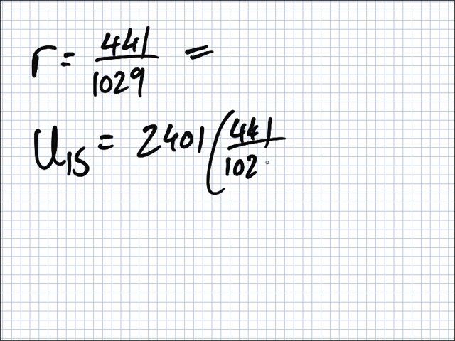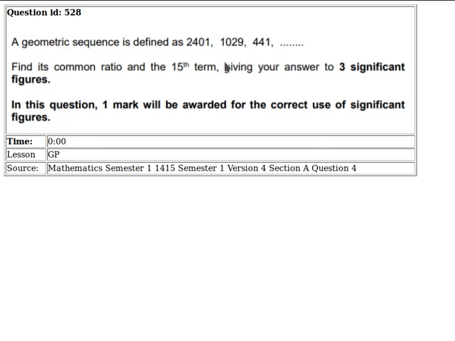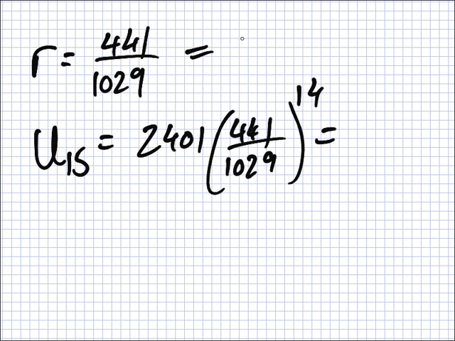Now, what's not clear to me, and I hope it doesn't affect the answer, is this. Before I say it, I just need to know what is this common ratio to three significant figures, please. Three significant figures, it's 0.429.